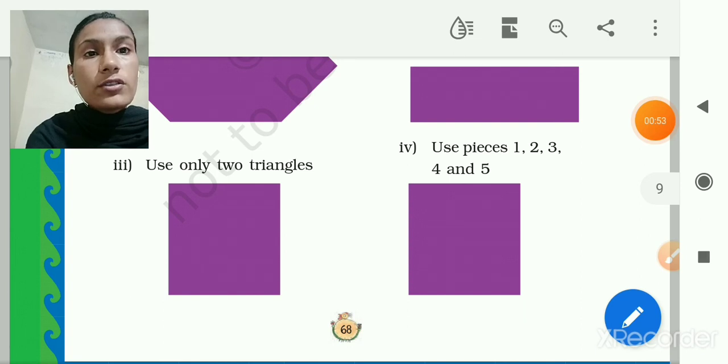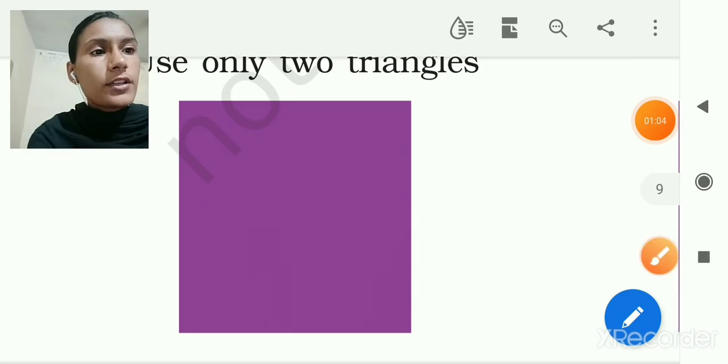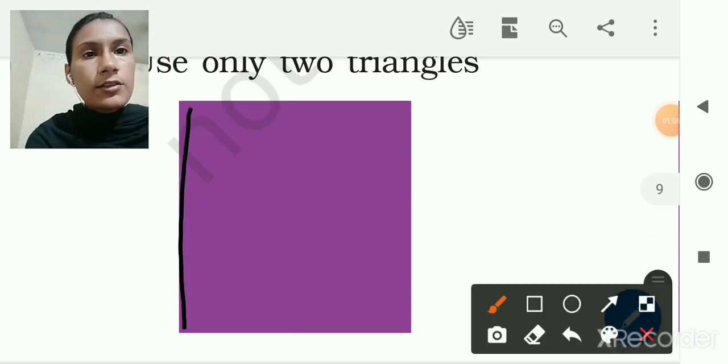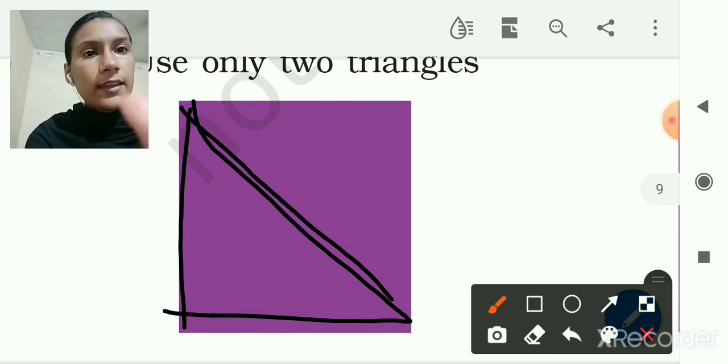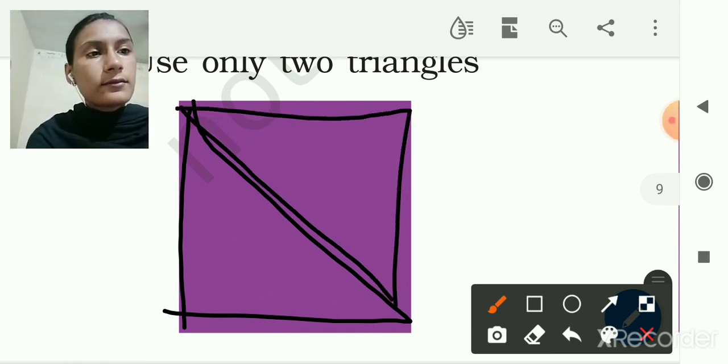The next, use only 2 triangles. That means in these shapes we have to use only 2 triangles, no more, no less. So here we can use 1 triangle, then 2 triangles.